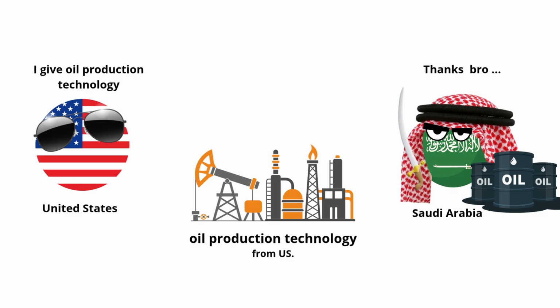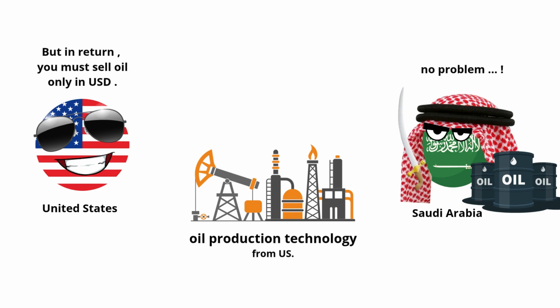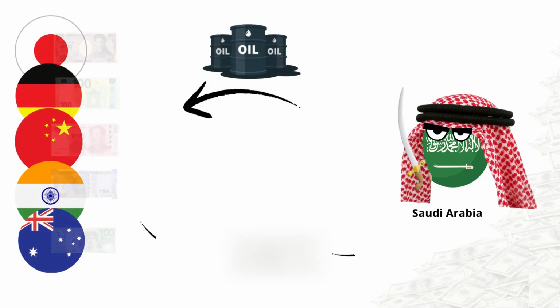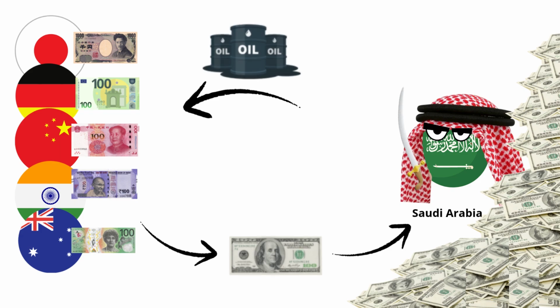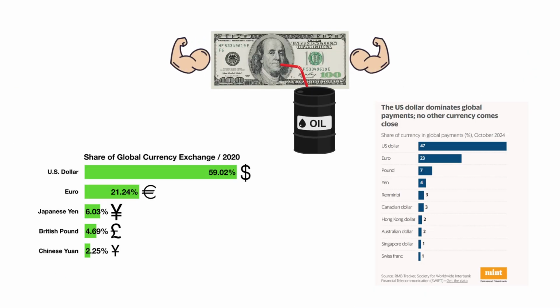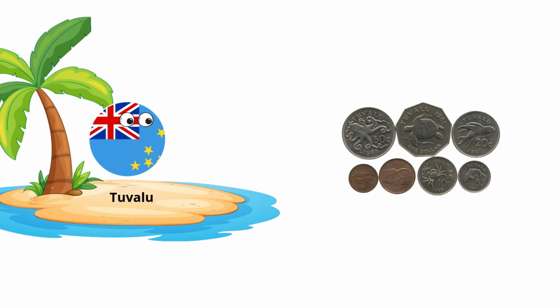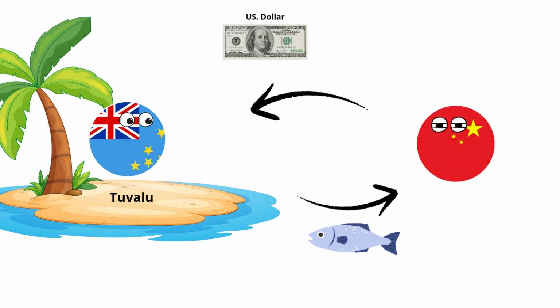The US did something very smart. It made a deal with oil countries like Saudi Arabia to sell oil only in US dollars. Since all countries need oil, they all need US dollars. This made the dollar the world's most powerful currency, called the petrodollar. But small countries like Tuvalu don't have much to sell. Their money isn't used much, so they often use stronger currencies like the US dollar or Australian dollar for trade.